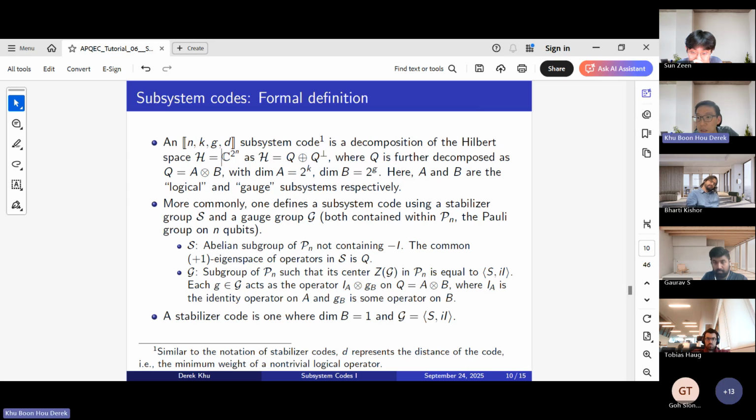There are a bunch of comments in the chat. The gauge qubits will be measured when you are trying to measure the syndromes. So when we are doing the error correction, we would measure all the gauge qubits. I hope that answers the question. Okay. Any other questions?